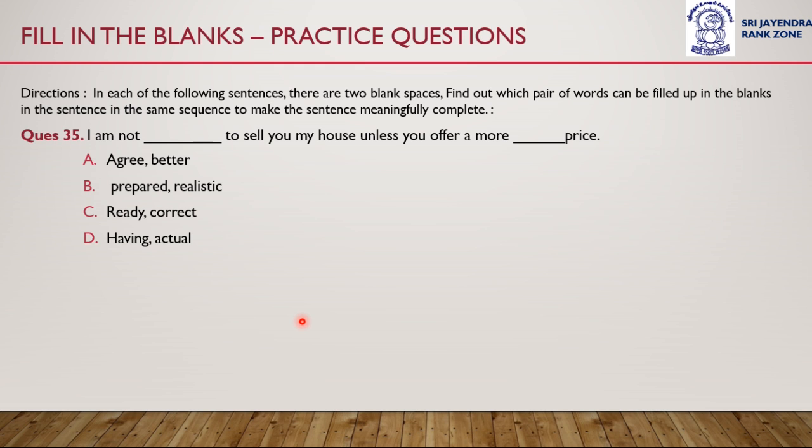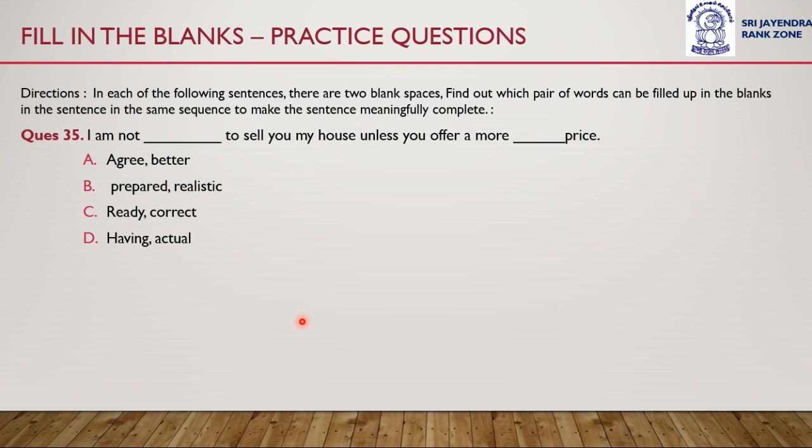Question number 35. I am not dash to sell you my house unless you offer a more dash price. This is the statement. Now the options are: option B is prepared and realistic, and option D is having and actual.